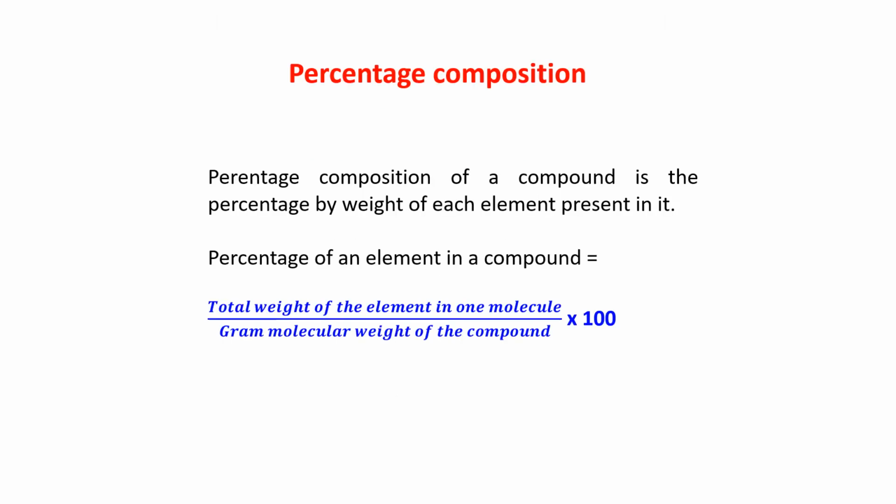Let us first see what is percentage composition. The percentage composition of a compound is the percentage by weight of each element present in it. Now the percentage of a particular element in a compound, how to calculate it? That is the total weight of the element in one molecule divided by gram molecular weight of the compound into 100.